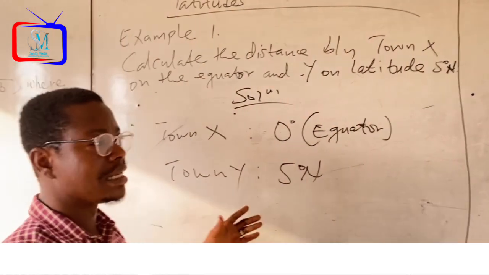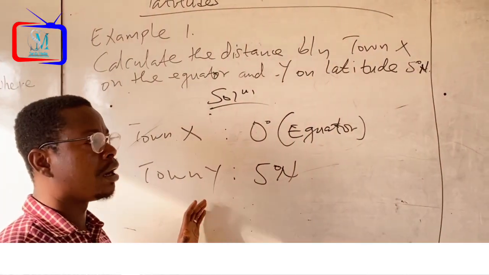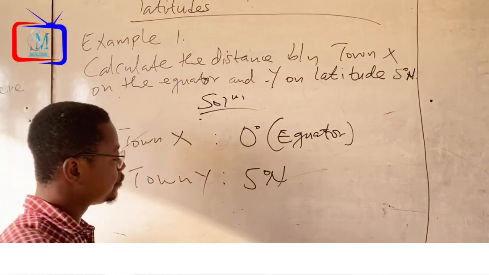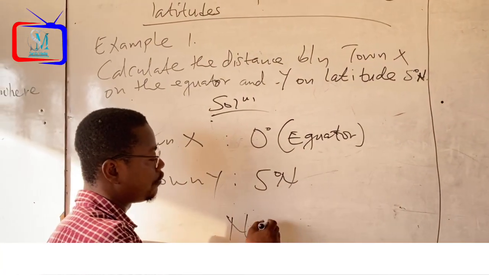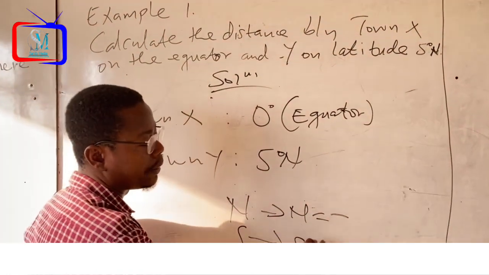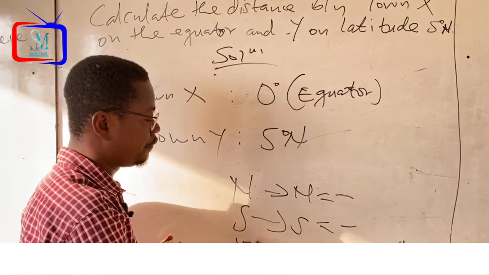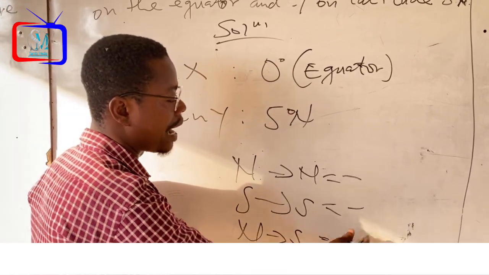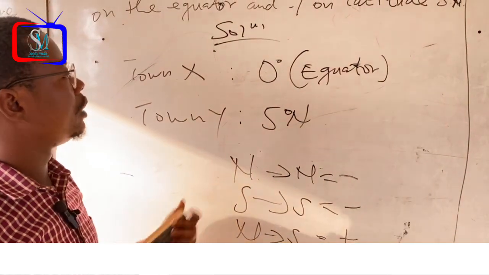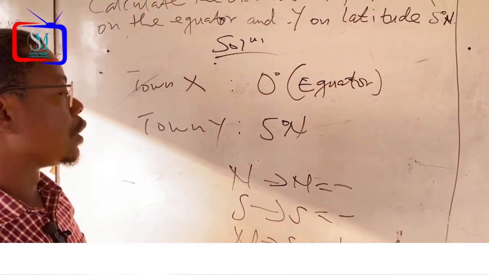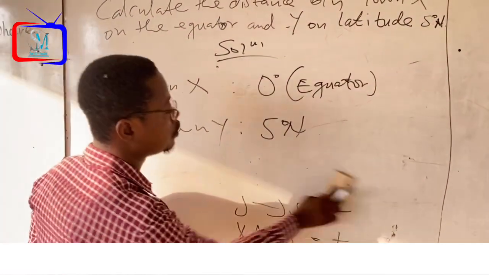The rules also say that if the two places are in the same hemisphere, what do you do? You subtract. North to north, you subtract. South to south, you subtract. Either north to south or south to north, you add. But in case it is from the equator to either north or south, that one too, you add and get your value. So let's continue.